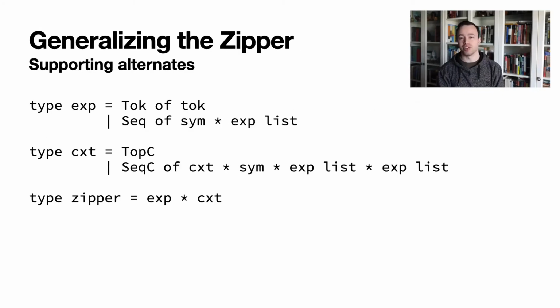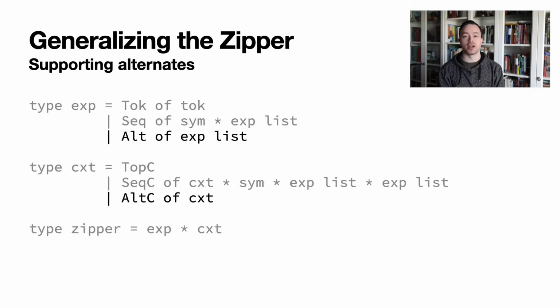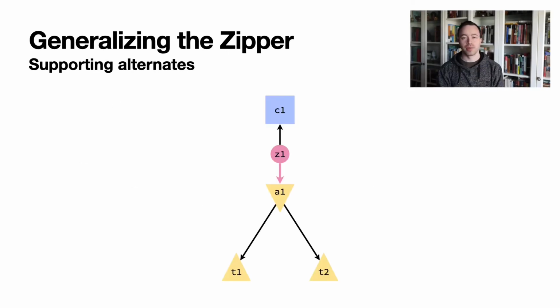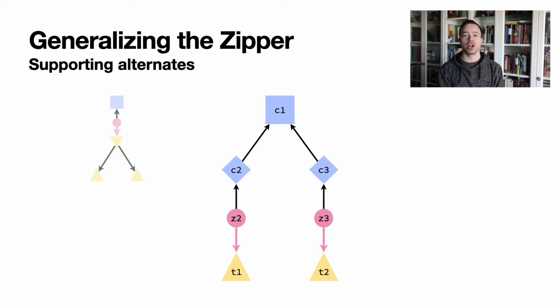First, we'll look at supporting alternates in the grammar. This requires adding an alternate constructor to the exp type, and a corresponding alternate context constructor to the cxt type. Here, we have a simple grammar. The inverted triangle labeled A1 is an alternate node, and T1 and T2 are its children. They should be processed independently of one another. When the zipper moves through the alternate node A1, it splits. We get 2 context nodes and 2 zippers, which is exactly what we wanted.